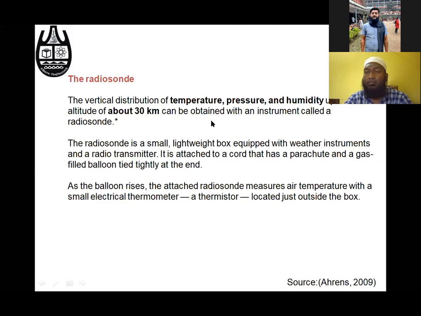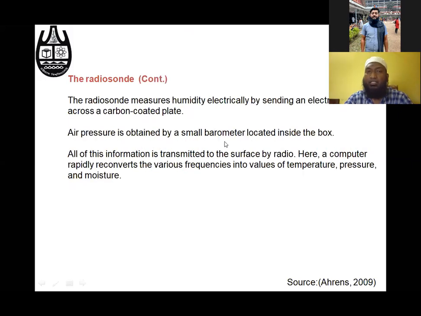And there are a couple of things that should be included in there. First of all, there should be a thermometer so that we can understand the temperature at all times. Then there should be a humidity counter, which sends an electrical current across a carbon plate. And air pressure also can be measured through a barometer, which we can locate inside the box.